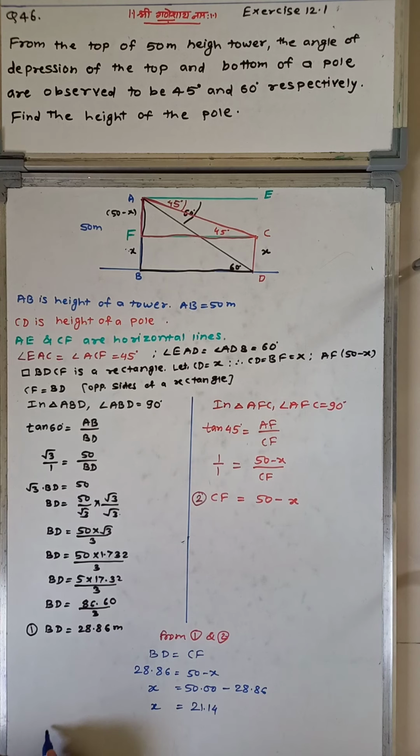CD is the height of pole. Therefore, height of a pole is x is equals to 21.14, that is in meter. So it is the last answer of this question.